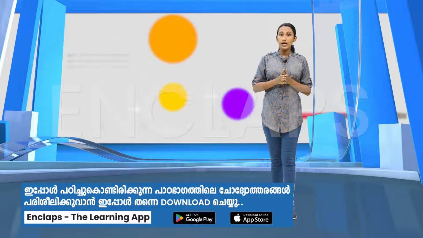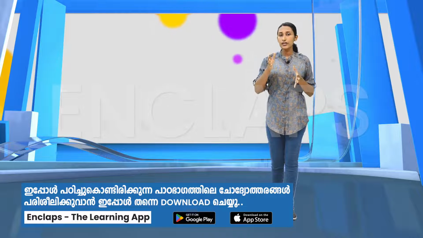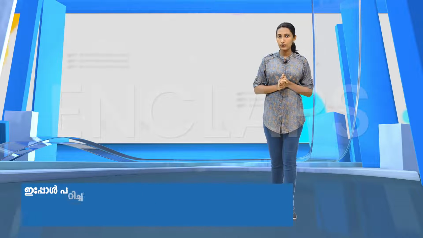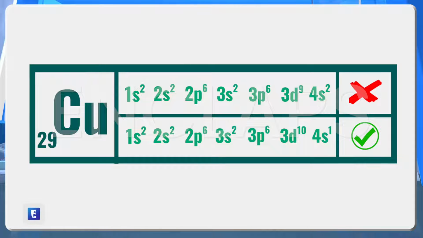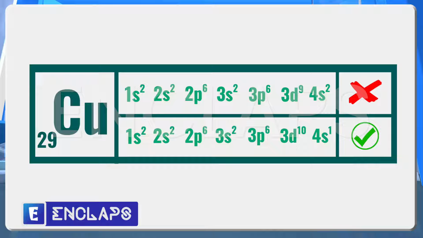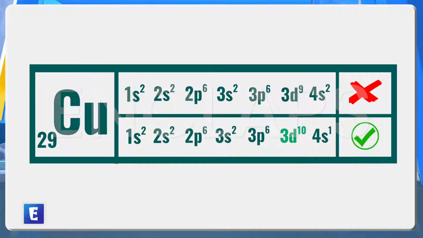Okay, so now we are going to explain why copper shows a difference in its electronic configuration. Copper has atomic number 29, so the expected electronic configuration is 1s2, 2s2, 2p6, 3s2, 3p6, 4s2, 3d9. But copper does not show this type of subshell electronic configuration. Instead of this, it shows 1s2, 2s2, 2p6, 3s2, 3p6, 4s1, 3d10.